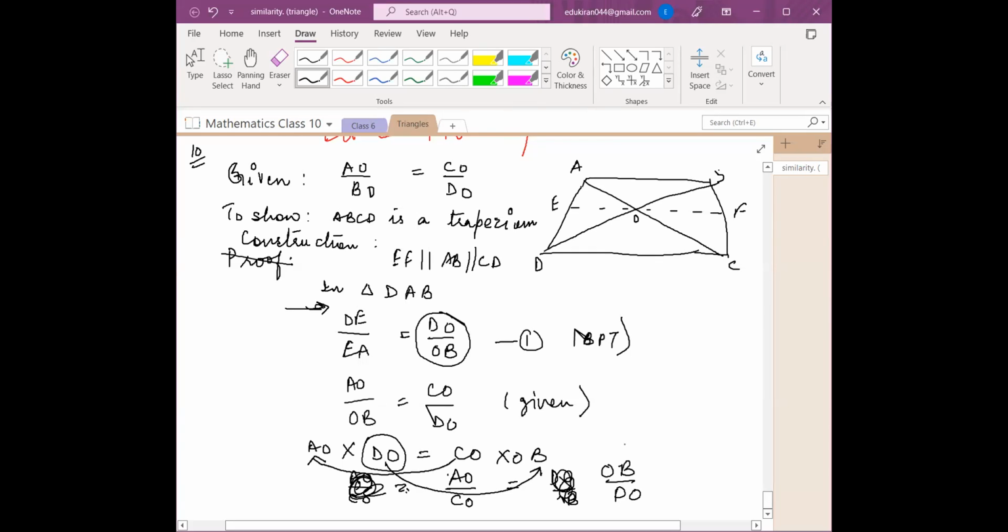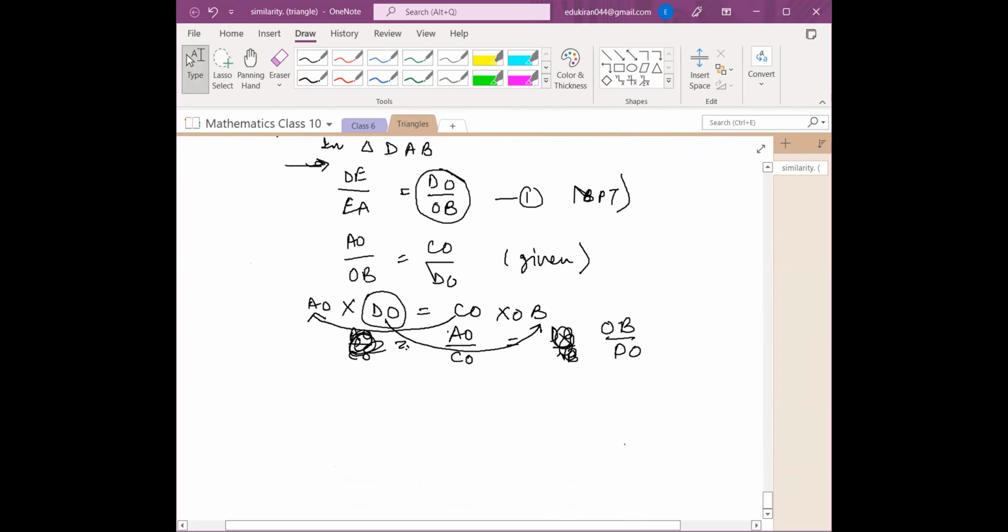Now you will do one thing here, because you want DO by OB. Look here, this is DO by OB here. So you can flip this whole equation. So you can write CO upon EO is equal to DO upon OB, just to make the right hand side the same. So this will be your second equation. Now from first and second, you can write that DE upon EA is equal to CO upon AO.